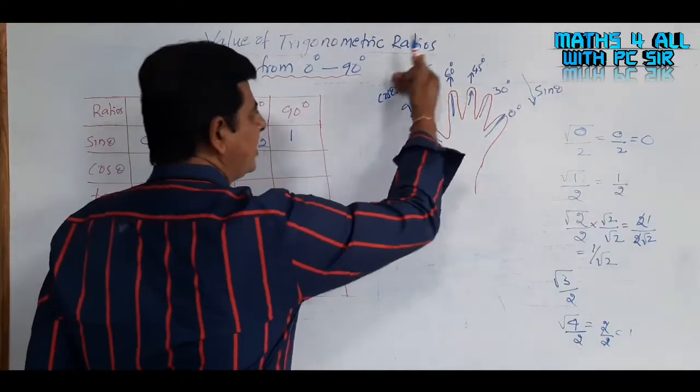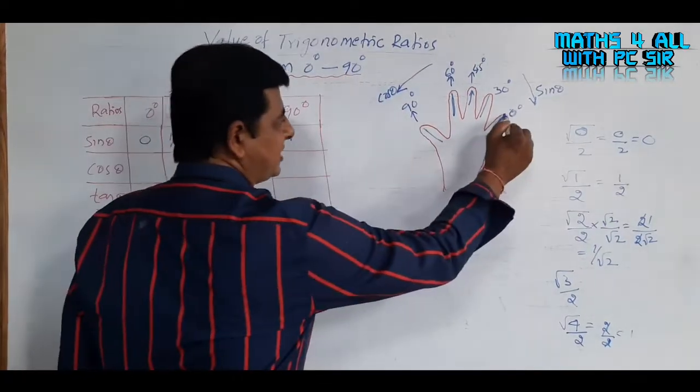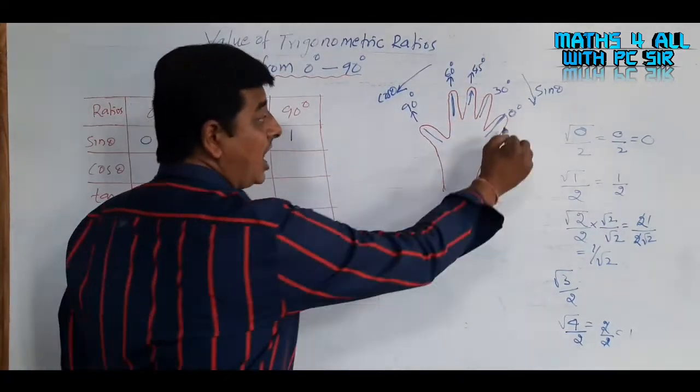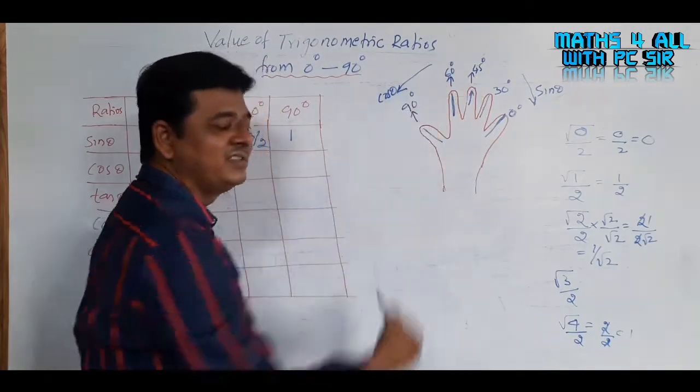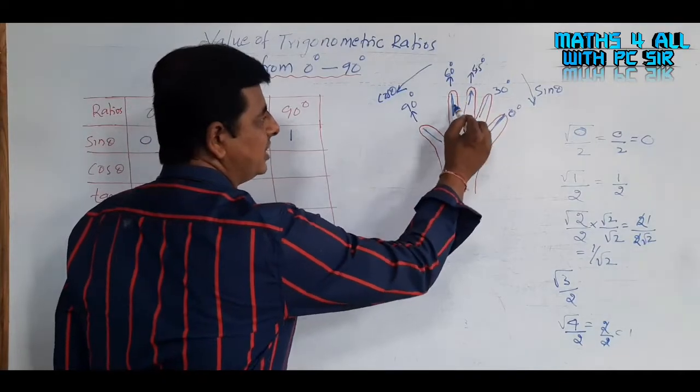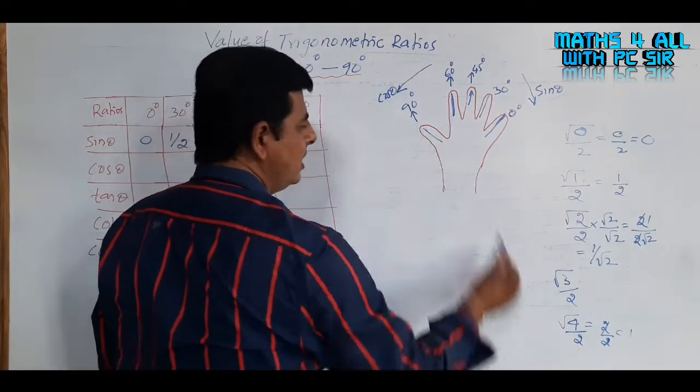Okay? Cos, you are taking this side. Suppose you need cos 0. How many fingers are left on this side, in the anti-clockwise direction? 1, 2, 3, 4. 4 fingers left. So under root of 4.